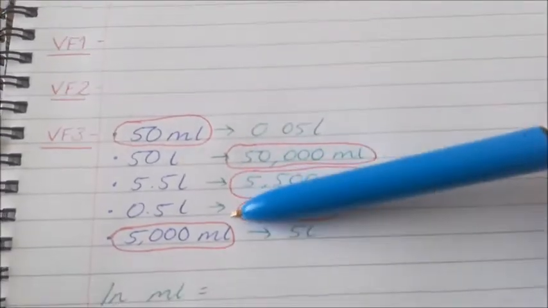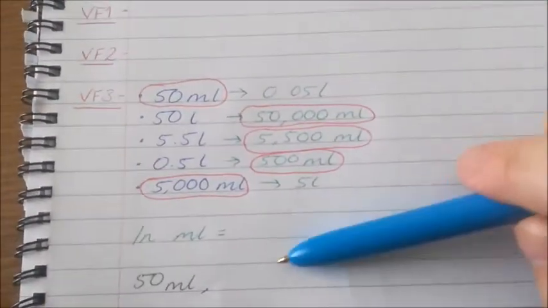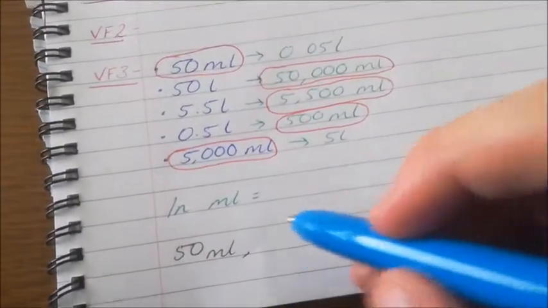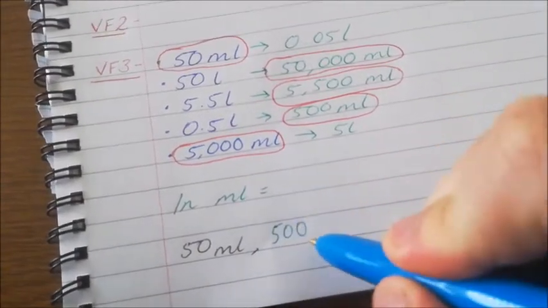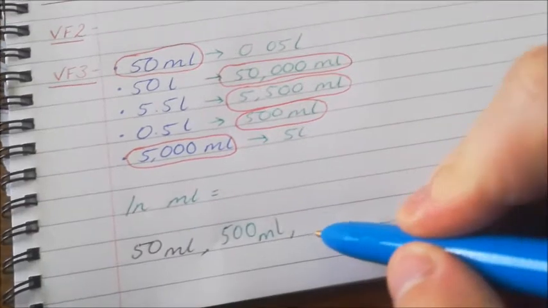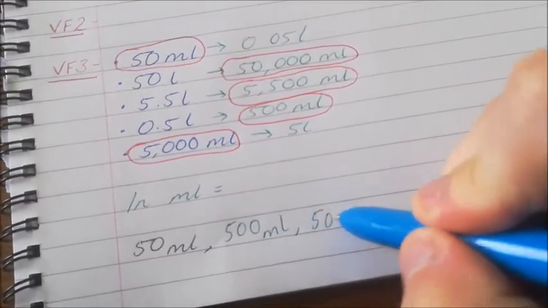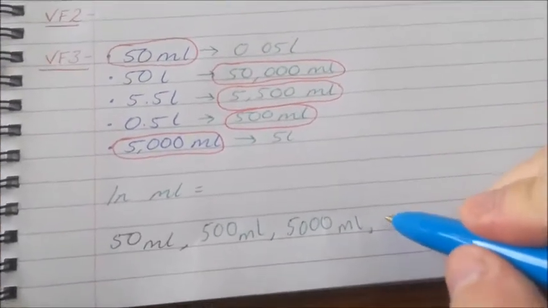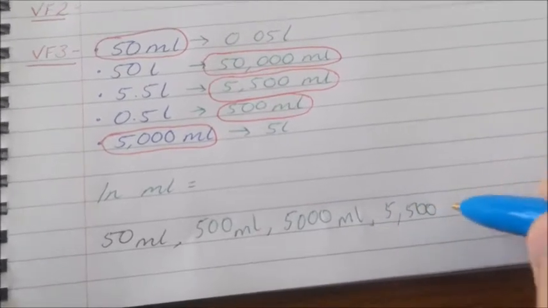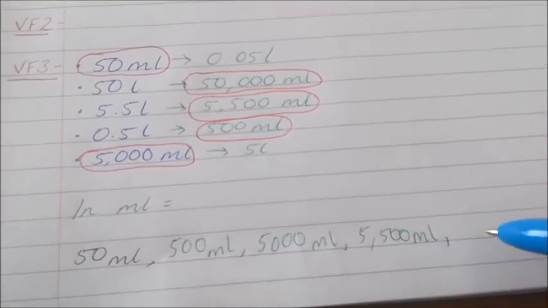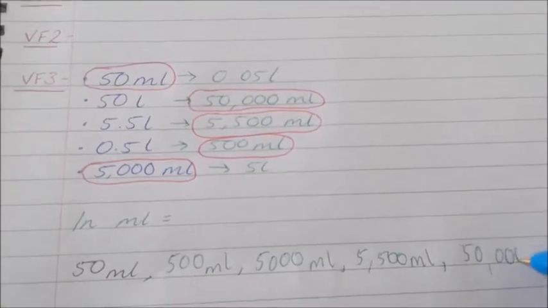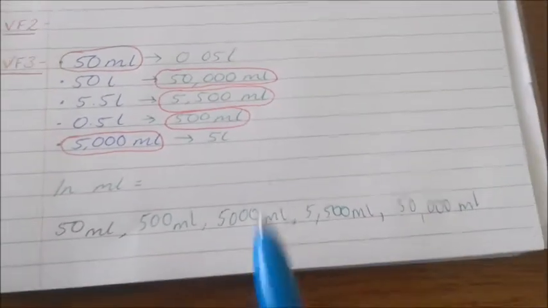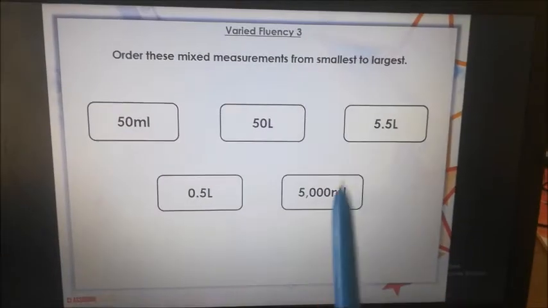Okay, so I've already done the conversions for you. It'll be interesting to see who does watch this video all the way through. I'm going to just write them down in millilitres. We start with 50 millilitres being the smallest. Second smallest, we've got 500 millilitres. Then next comes 5,000 millilitres. It's quite hard to write actually when you're looking through a camera. And then we've got 5,500 millilitres, and last out there, huge, 50,000 millilitres.